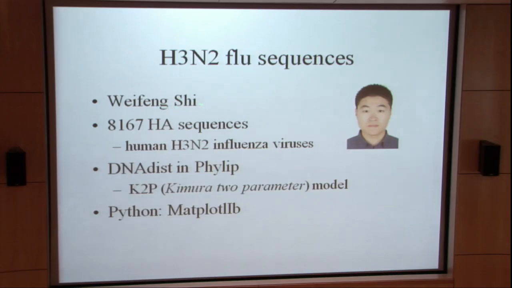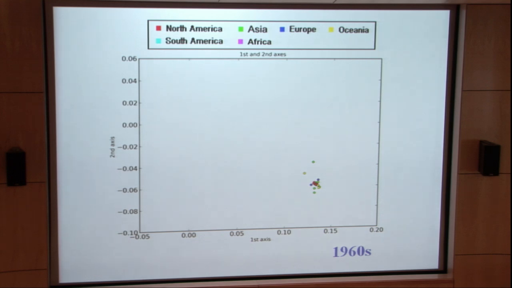This is Weifeng Shi, who made the 3-dimensional PCA I showed you earlier. He's interested in flu, so we're doing flu alignments. He took 8,000 H3N2 flu viruses. This is one of the main forms of seasonal influenza. There are sequences in freezers going back to the 60s and beyond. He used proper evolutionary distances, okay? The Kimura 2-parameter distances. These are DNA alignments. You do an MDS projection of these.